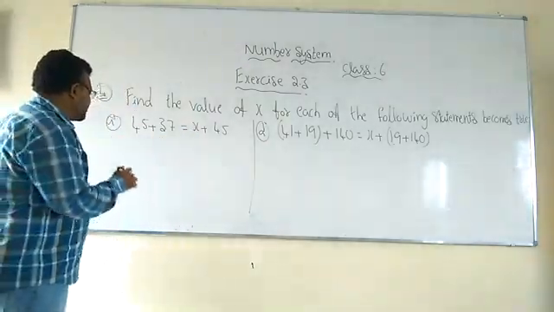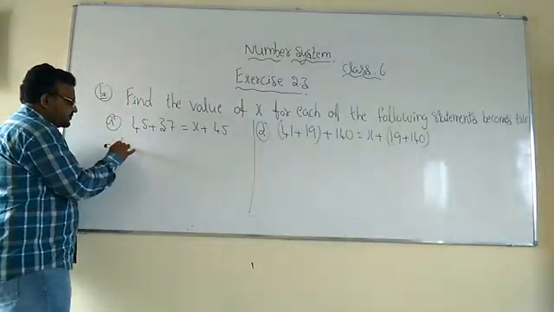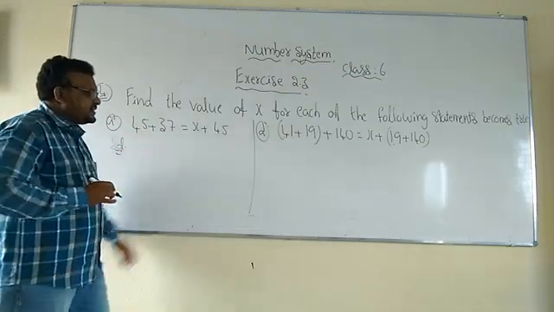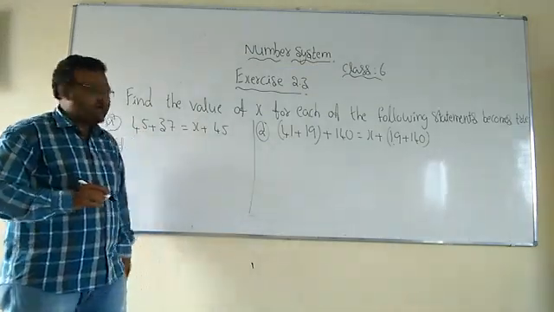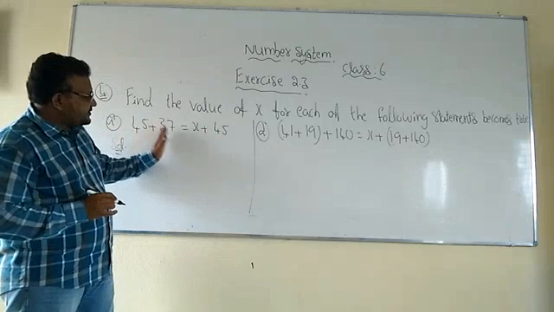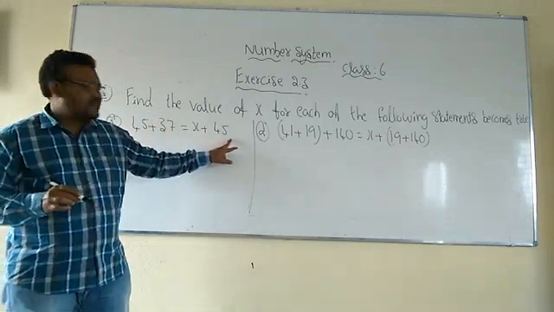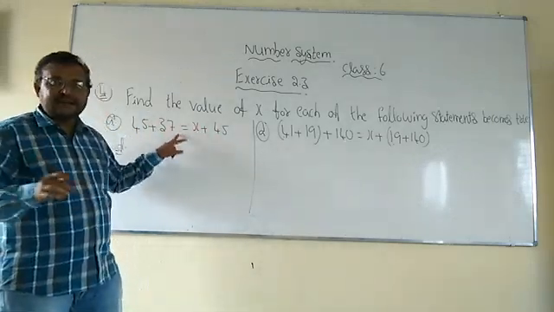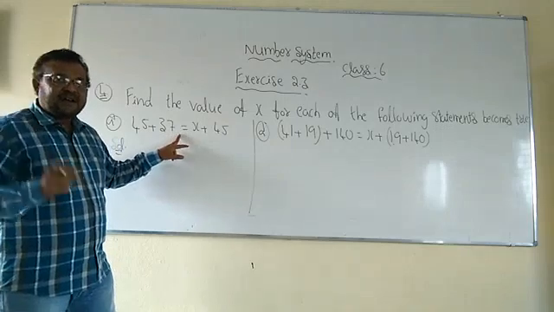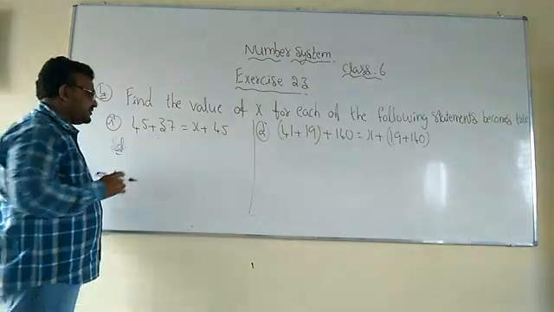So observe here, the first one is given as 45 plus 37 is equal to x plus 45. Observe this 45 plus 37. Here we also get one more 45. So what will be in the x place to make it true? By using the commutative property on addition.